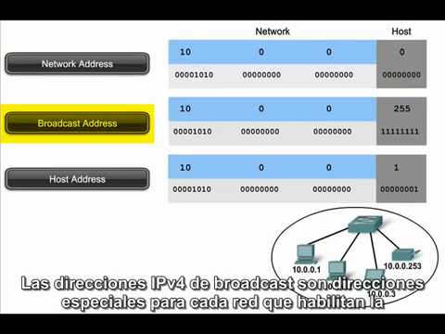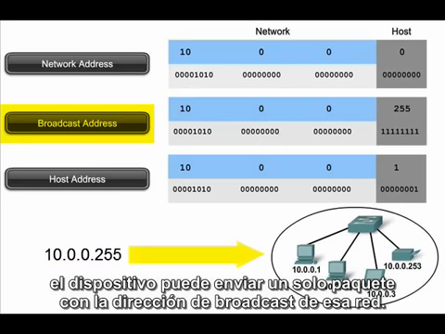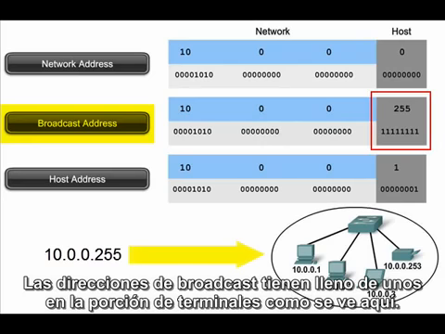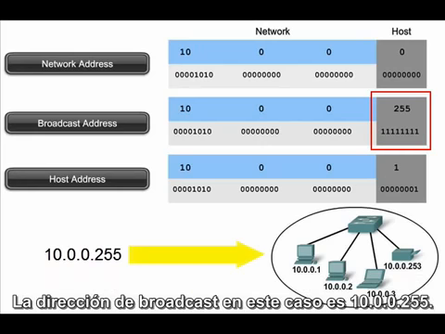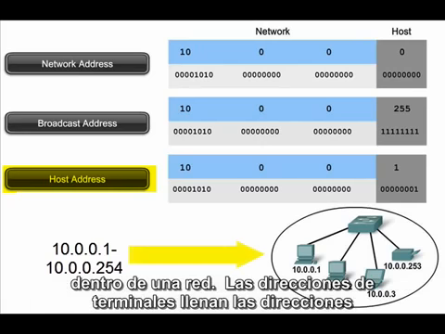The IPv4 broadcast address is a special address for each network that enables communication to all the hosts in that network. To send data to all hosts in a network, a host can send a single packet addressed to the broadcast address of that network. The broadcast address has all ones in the host portion, as seen here. The broadcast address in this case is 10.0.0.255.